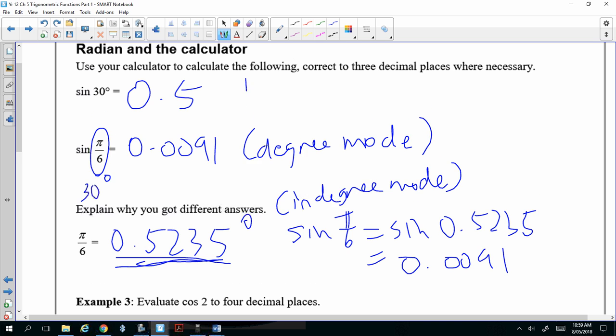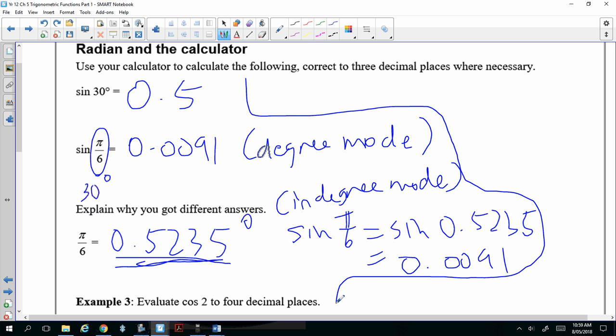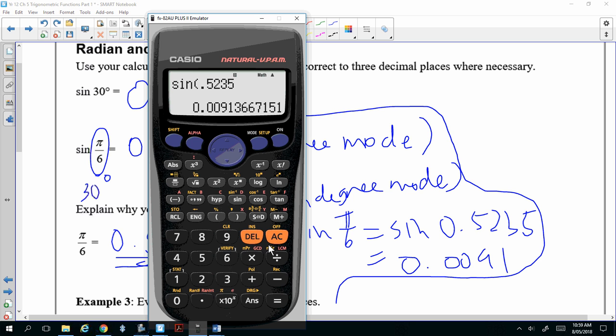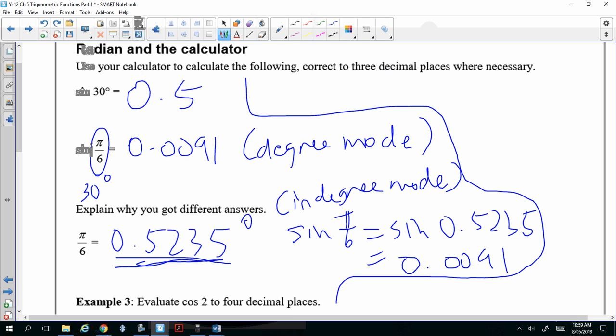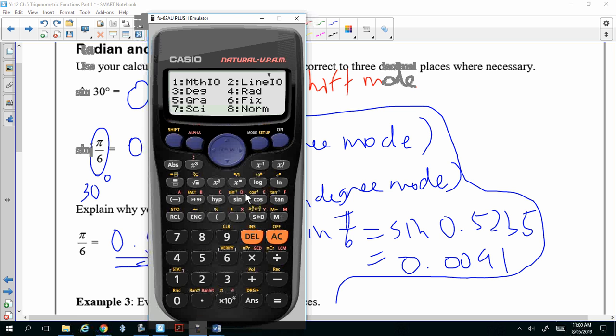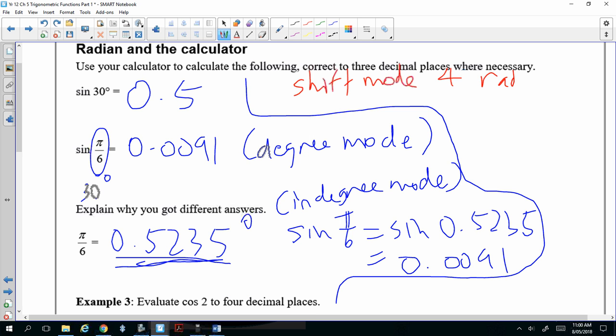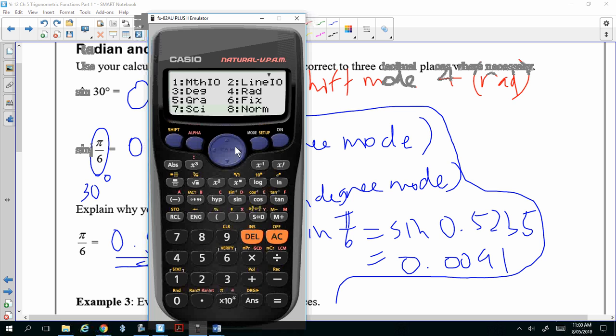So if you press shift mode, okay? Press shift mode. I'm going to write shift mode like this. You will get number 4. Option number 4 is radian mode, Rad. So if you press that, you will see the top bit becomes radian. So if you type in pi over 6 again, it should work. It should give you the expected answer of 0.5 in radian mode. So sine pi over 6 will give you 0.5 in radian mode.